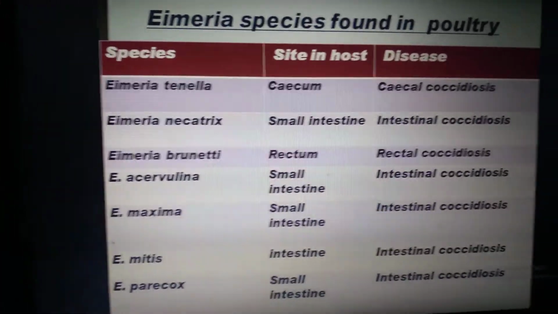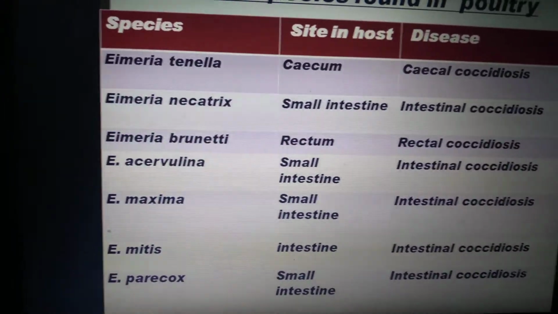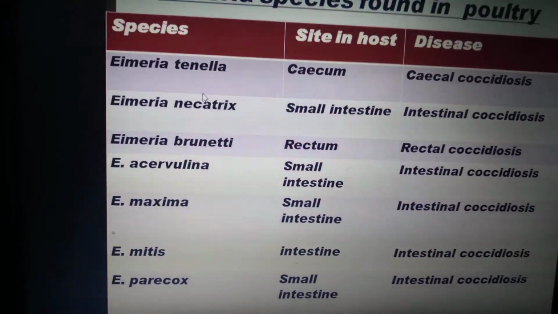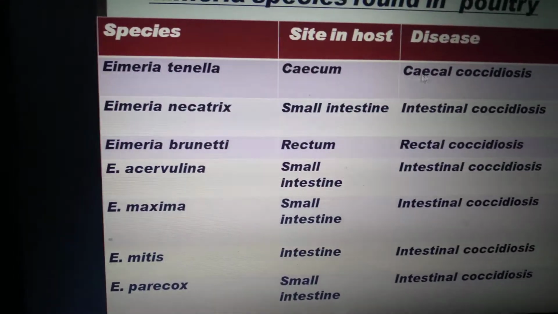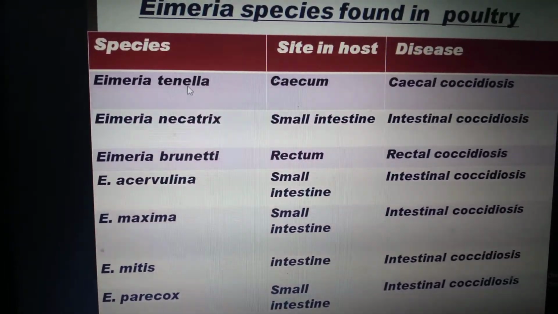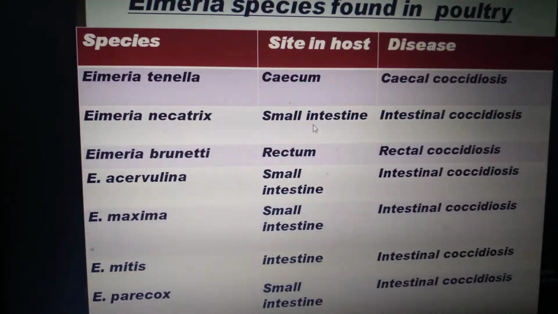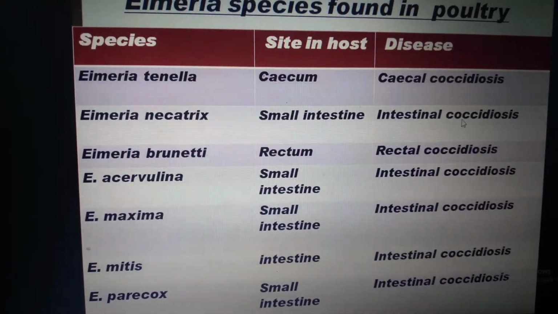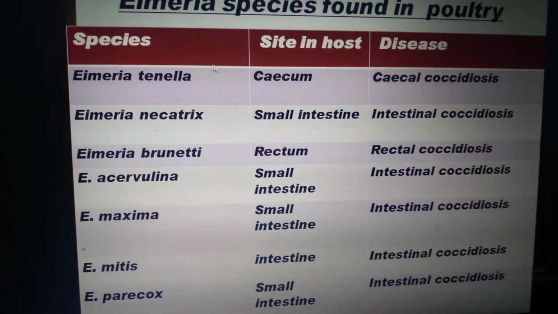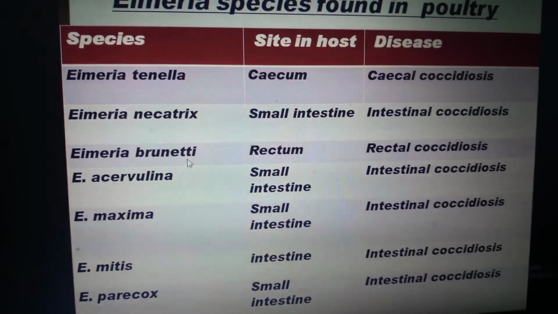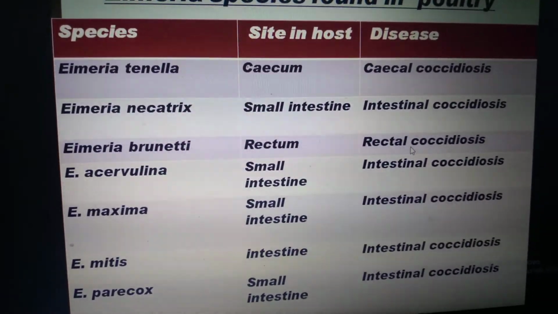Now, Eimeria species found in poultry. Okay, these are the species, the site in the host, and what disease each causes. So first we talk about Eimeria tenella. The site is the cecum and it causes caecal coccidiosis. Now Eimeria necatrix. The site is the small intestine. It causes intestinal coccidiosis. Okay, remember necatrix causes intestinal coccidiosis and tenella causes caecal coccidiosis. Eimeria brunetti, the site is the rectum and it causes rectal coccidiosis.